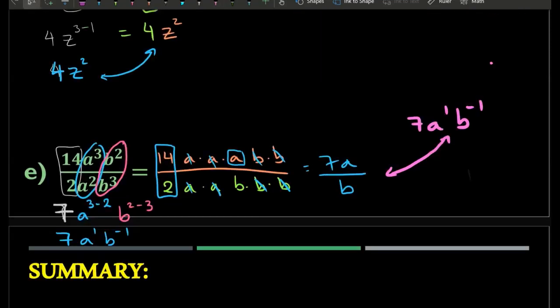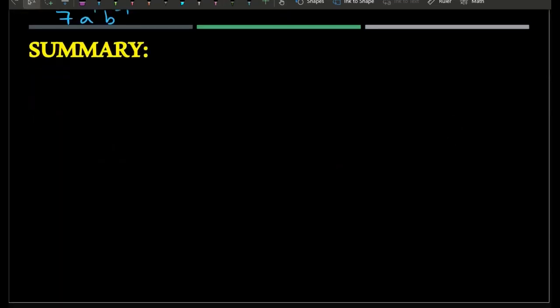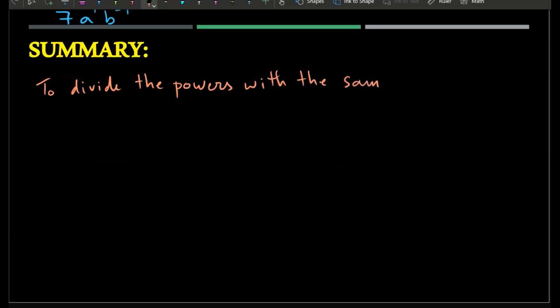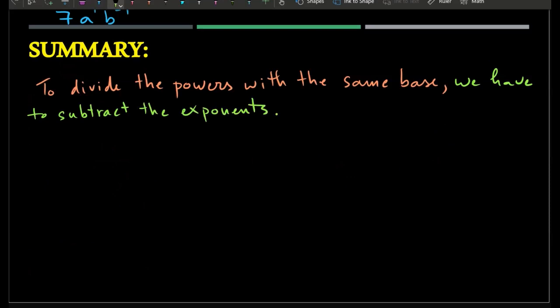Alright, now we go down to the last part, which is a summary. Get a summary for yourself really quick. So I want you to start with: to divide the powers with the same base, what do you have to do? Let's pause the video and answer the question first. So all we have to do is subtract the exponents. Okay, and that's it.